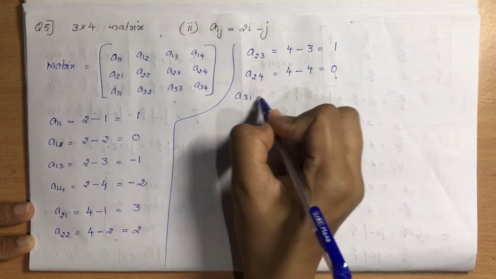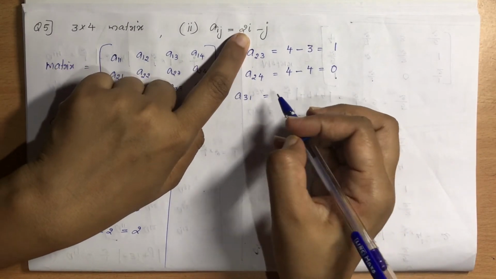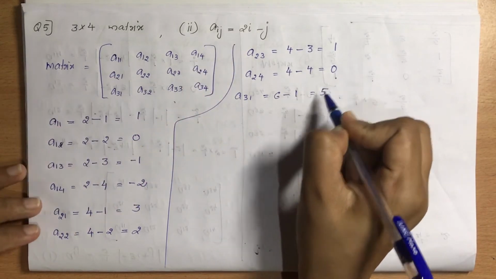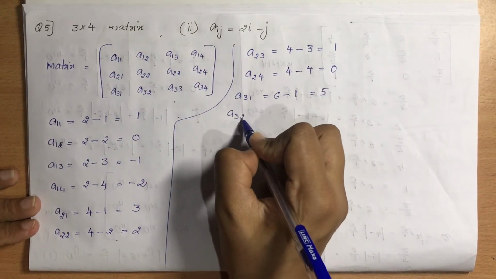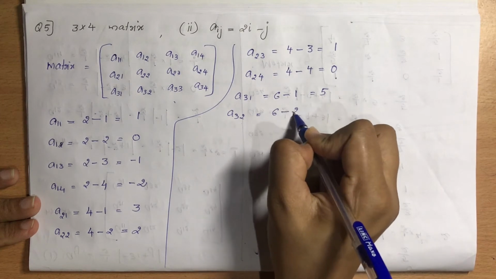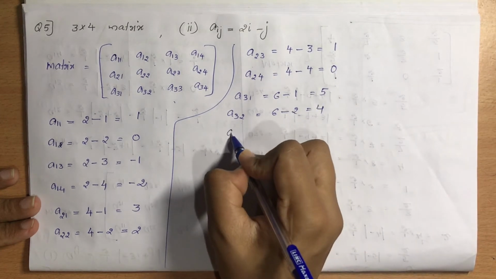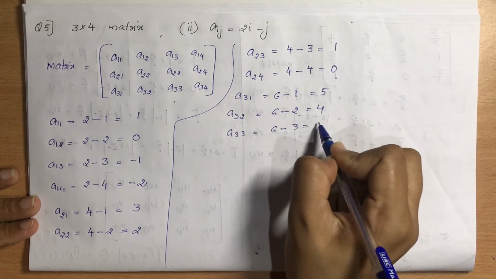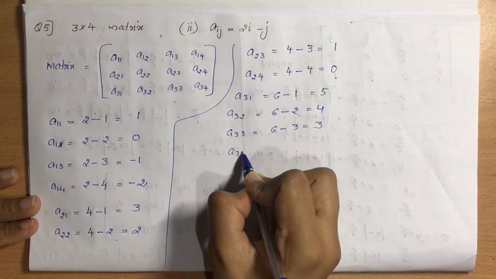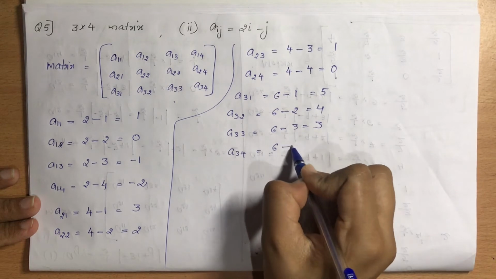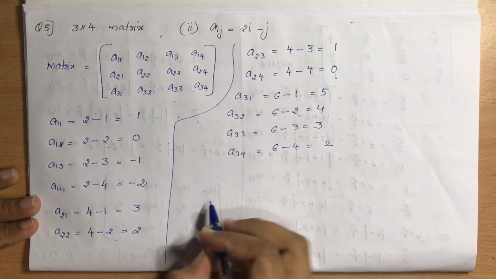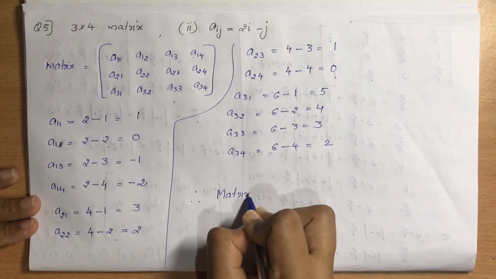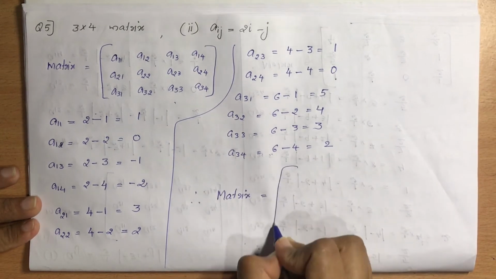Next, A31 equals 3 into 2 is 6 minus j, j is 1, 6 minus 1 is 5. A32 means 6 minus 2 equals 4. A33 equals 6 minus 3 equals 3. A34 equals 6 minus 4 equals 2. Therefore, now we know each element, so the matrix we can write.